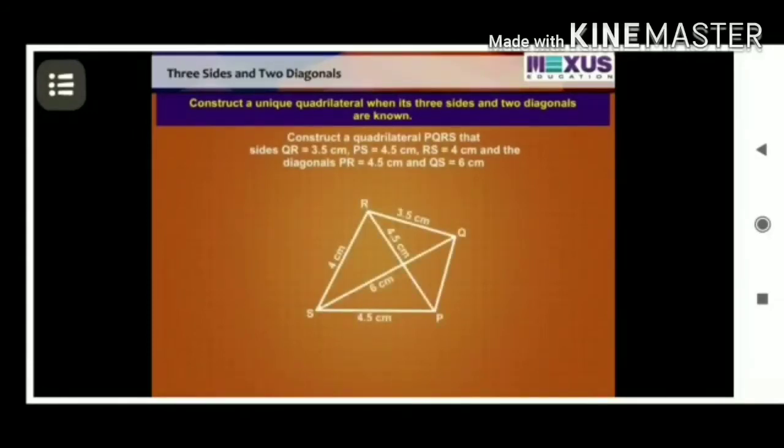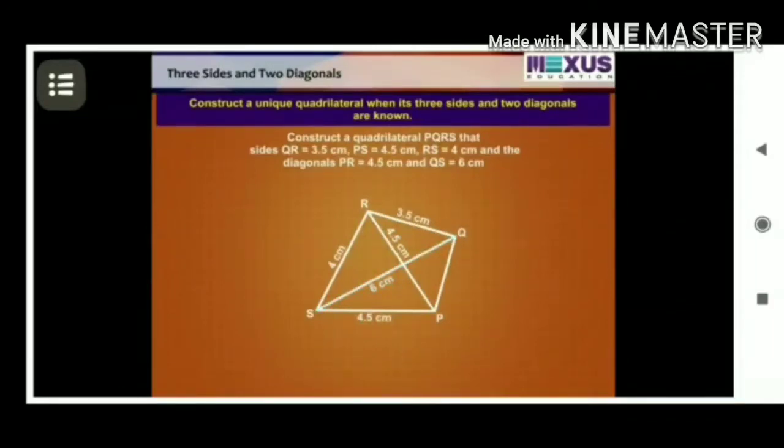Let us learn how to construct a unique quadrilateral when its 3 sides and 2 diagonals are known. Construct a quadrilateral PQRS such that side QR is equal to 3.5 centimeters, PS is equal to 4.5 centimeters, RS is equal to 4 centimeters, and the diagonals PR is equal to 4.5 centimeters and QS equal to 6 centimeters.